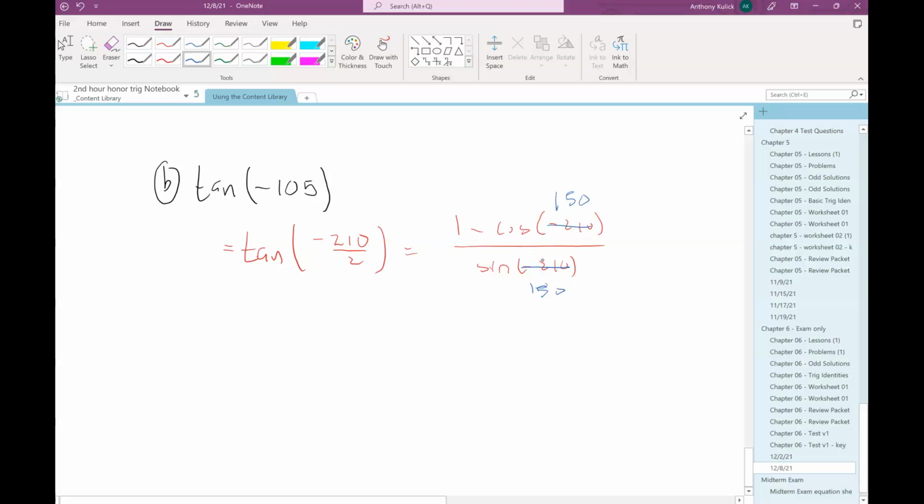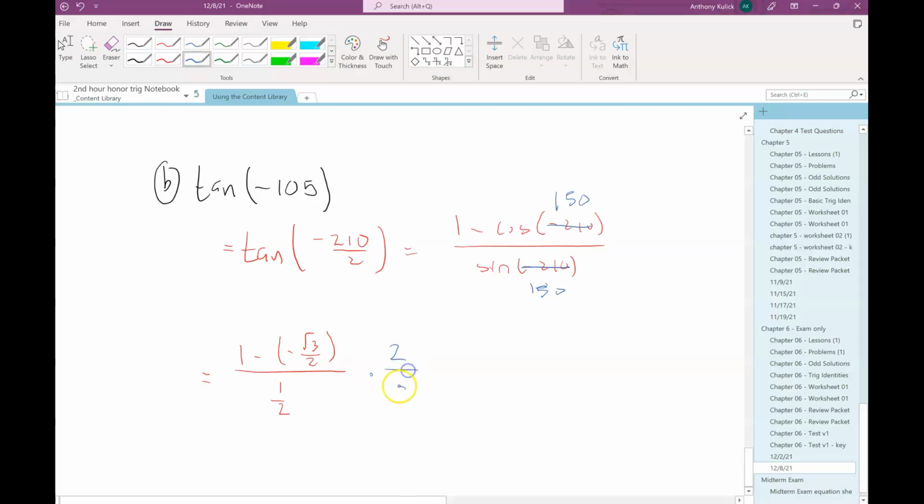Cool. Okay. So now I'll just go to my unit circle. Cosine of 150 is negative root 3 over 2. And sine of 150 is 1/2. Well, that's nice. I don't even have a radical in the denominator, so that's cool.